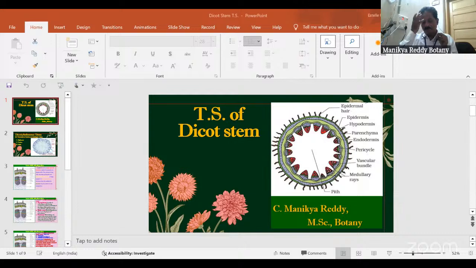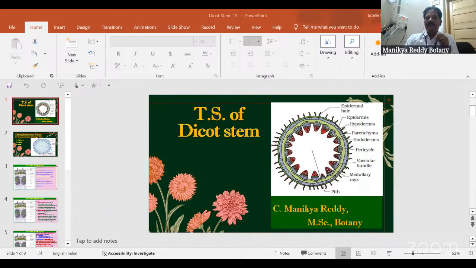I'll repeat. In the dicot stem, the stele is eustele. The vascular bundles are conjoint, collateral, open. I'll repeat once again, three terms. You need to understand what is conjoint. Conjoint means they are together. Xylem and phloem are together.